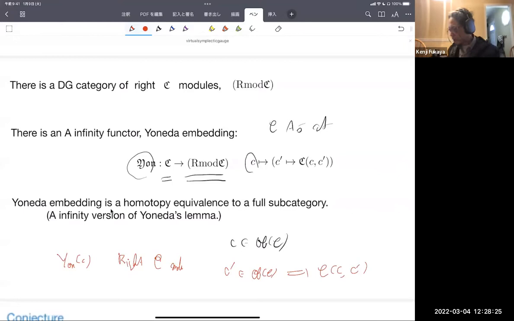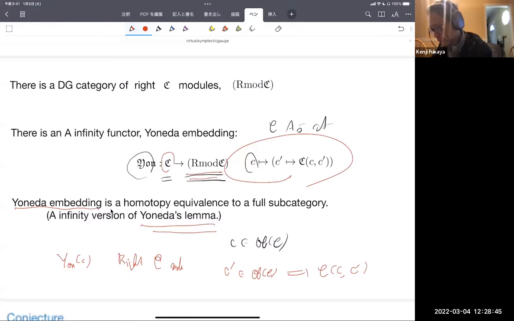And you can define structure operations on the light module just by using the structure operations of the MVT category. Then there's an MVT functor from C to this light module category, which is a homotopy equivalence. This is called the Yoneda lemma and Yoneda embedding.